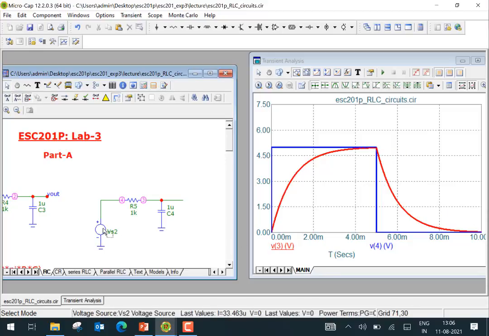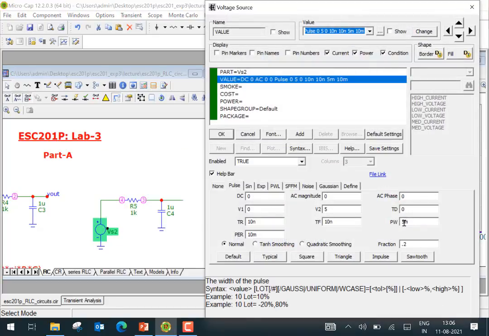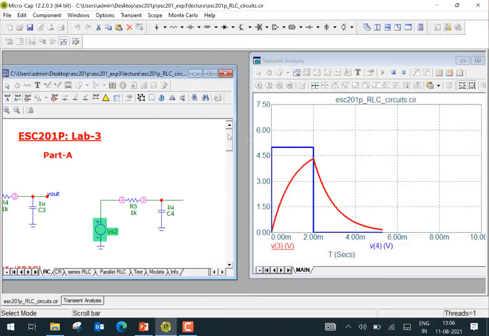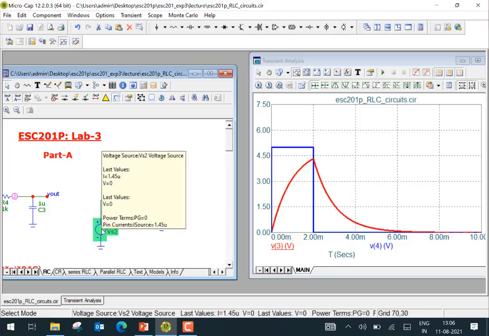If you don't want to give enough time for charging, you could reduce it to, let's say, 2 milliseconds. So let's look at what happens when we do 2 milliseconds. Now it's not able to charge fully here. And of course, it has enough time to discharge, so it discharges fully here. So you can explore these things if you wish.